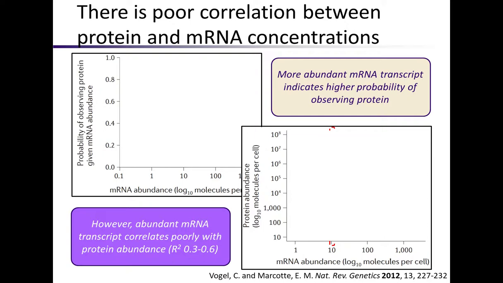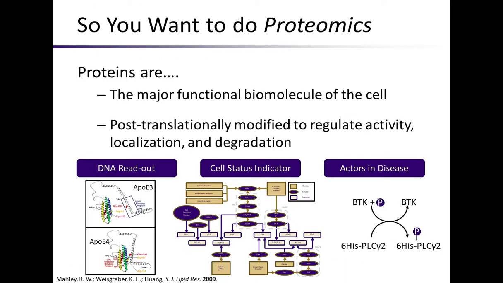Just to exemplify this, let's take one little slice of this data. Look at the mRNA abundance in log 10 molecules per cell. We can have anywhere from 100 to 10 to the 8th molecules per cell of the protein. So that's 6 orders of magnitude difference. And so we can't really predict the protein abundance based on the mRNA abundance. We're very bad at that. So we want to do proteomics.